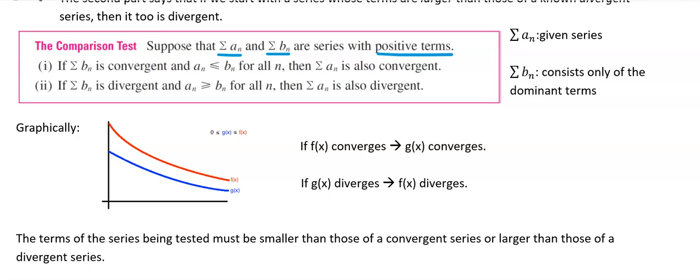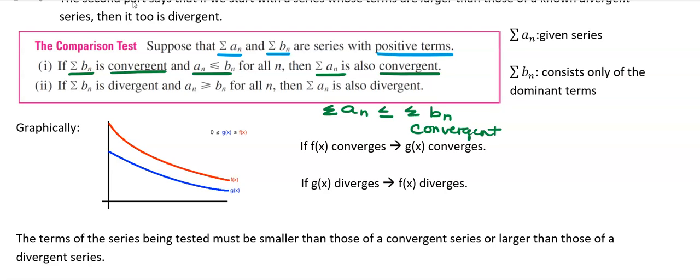Okay, if we're looking at the first one, if we say that the series b sub n is convergent, and a sub n is less than b sub n, then a sub n also has to be convergent. So think about that. We're saying that the series a sub n is less than or equal to the series b sub n, and if b sub n is convergent, then a sub n would also be convergent.